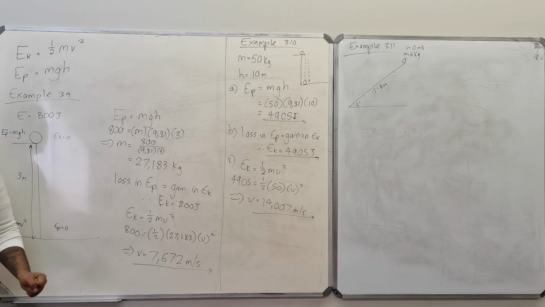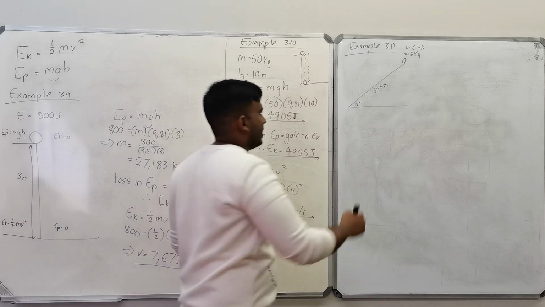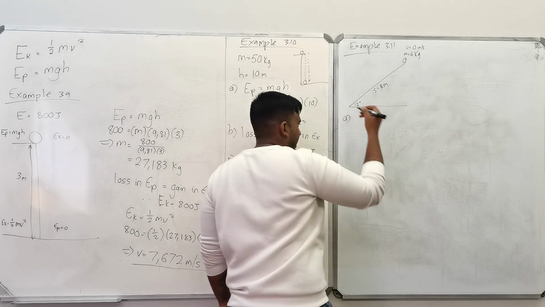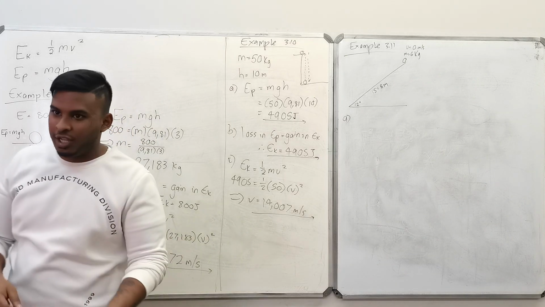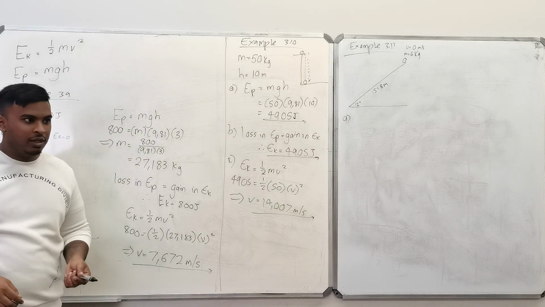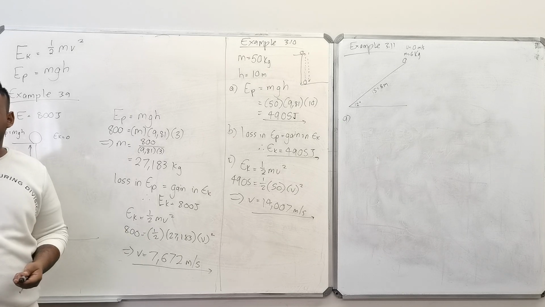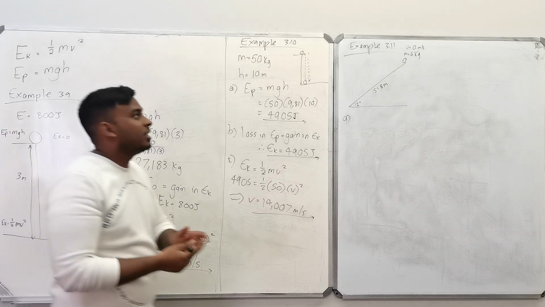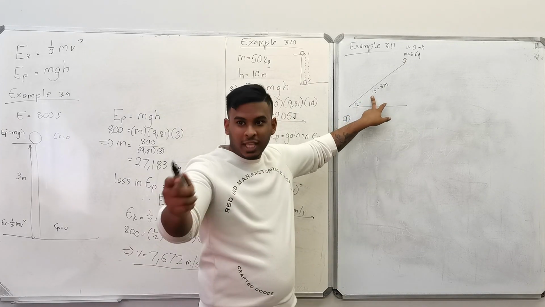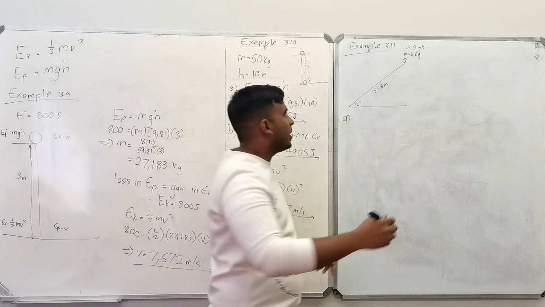So, sine and cosine. Let's look at it. Your potential energy formula is what? mgh. Do we know the mass of the object? Yes. Do we know the gravity? Yes. Do we know the height? No, we don't know the height. This is not the height. But we can work out the height, right? How can we work out the height?